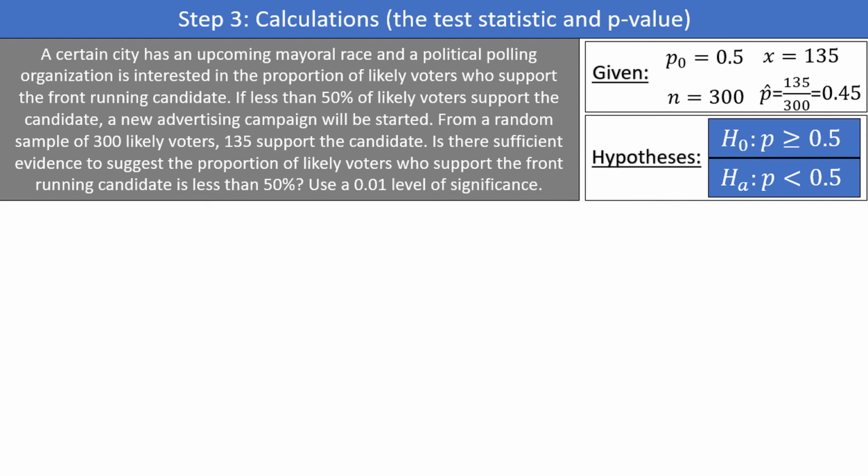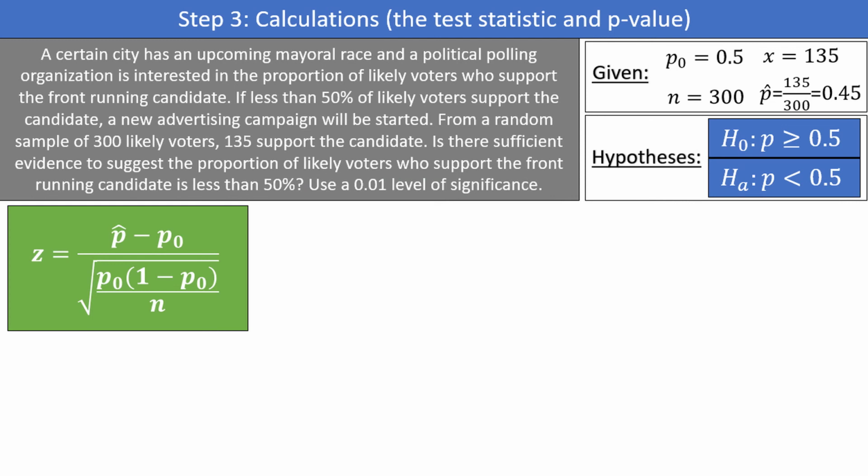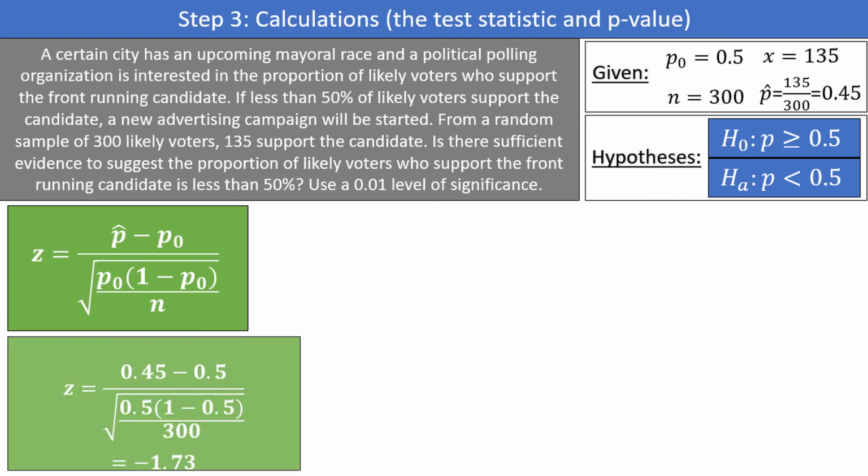Step 3. Calculations. This step starts with setting the level of significance, which we see here is 0.01. Next, we must calculate the z-test statistic using the formula that we discussed earlier. Plugging into the formula, we have this result.